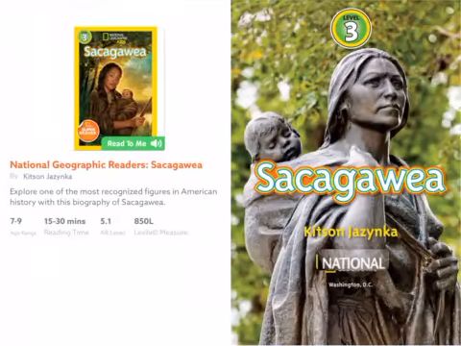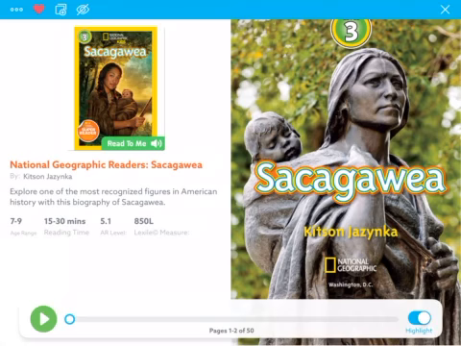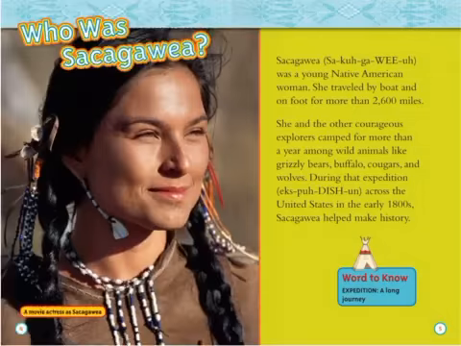So let's get started. National Geographic. So, Sakakawea. Who was Sakakawea? Sakakawea was a young Native American woman. She traveled by boat and on foot for more than 2,600 miles.